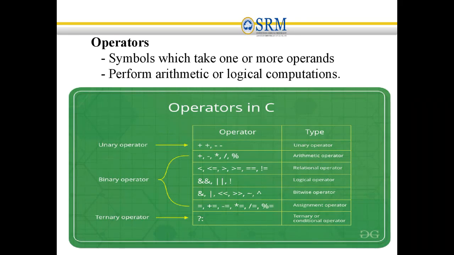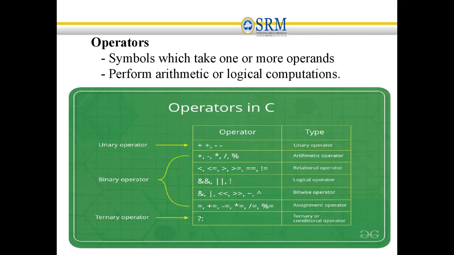Apart from the above operators, there are some other operators available in C which are used to perform specific tasks. Some of them are the sizeof operator, conditional operator, and comma operator. So what is an arithmetic operator? Arithmetic operators are the operators used to perform arithmetic or mathematical operations on operands. For example, plus, minus, multiplication, and division are some of the arithmetic operations.